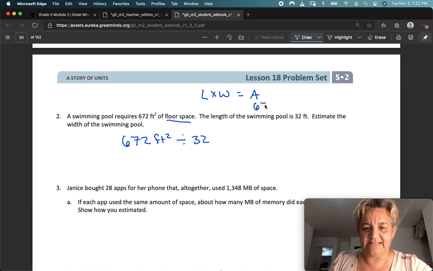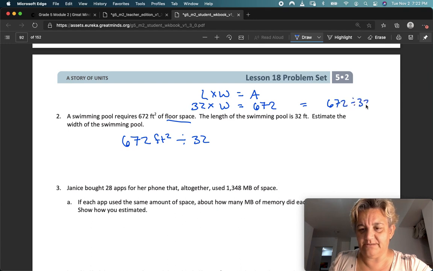So if we know that that's 672, and we know that the length is 32, what we're trying to find is the width, right? I wrote those backwards, don't get confused. It's not really backwards, you could move them around as much as you want. Okay, so in order to find that, I'm going to divide both sides by 32. So this equals 672 divided by 32 equals the width.